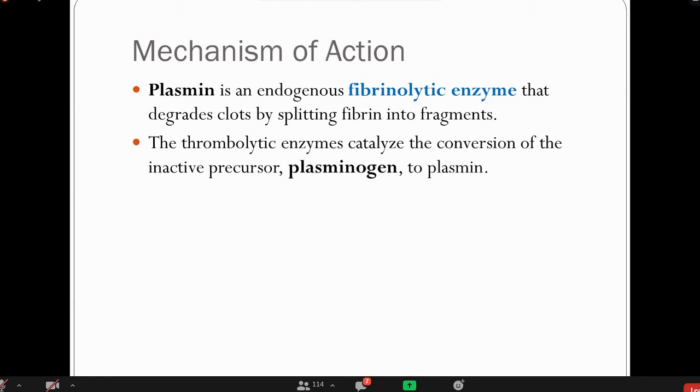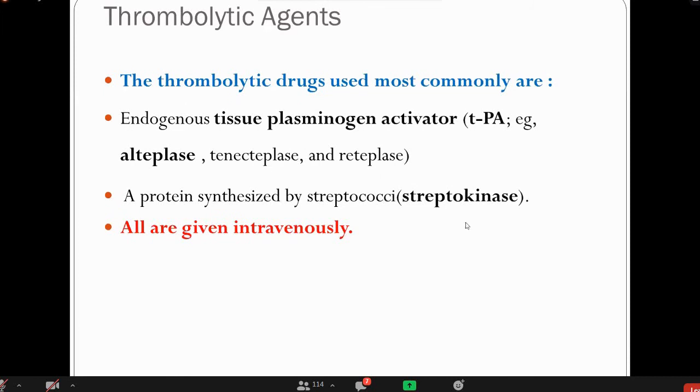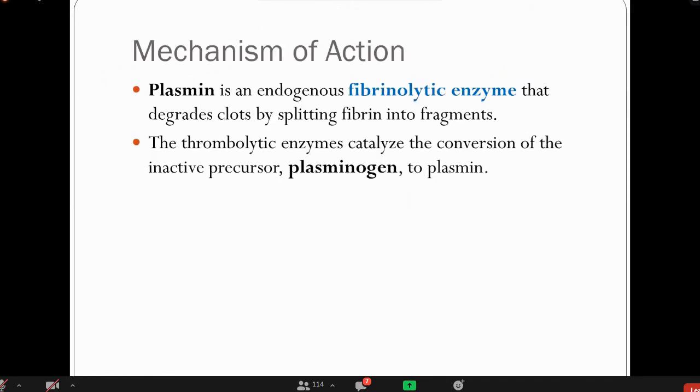Another very important point that we will discuss in the subsequent slide: streptokinase, in short form, you will see the letters SK. SK means streptokinase, the protein synthesized by streptococci. There is a very important point related to this that we will discuss in the subsequent slide.